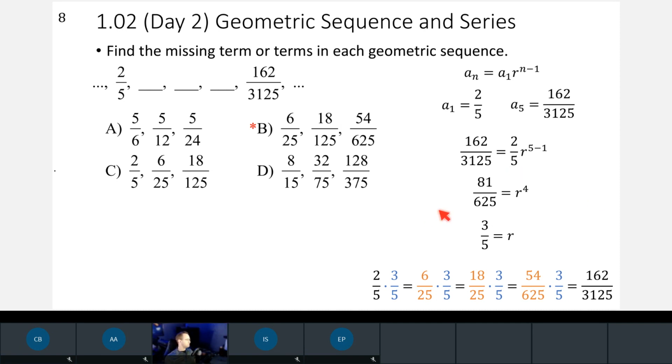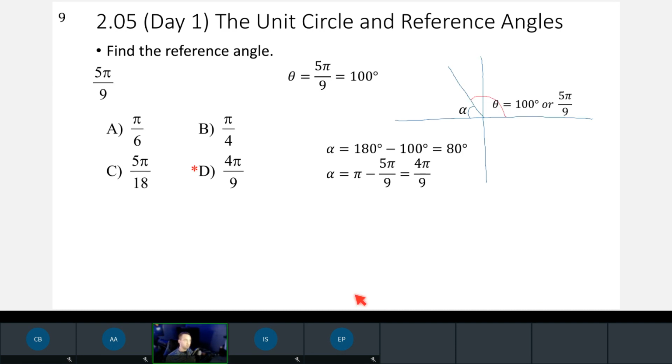Take that answer. All right. So once you know 3/5 is the ratio, you just multiply by 3/5. 2/5 times 3/5 is 6/25. 6/25 times 3/5 is that fraction times that fraction is that fraction. So it's a good way to check. All right. Long explanation. Sorry.